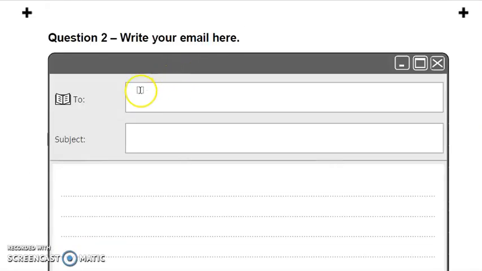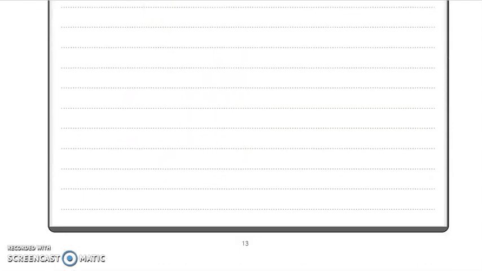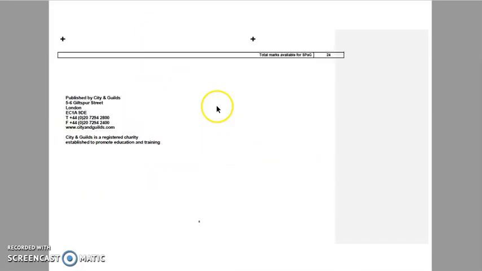And you'll see here, when they give you the email questions, they've actually laid this out quite nicely. So that's a nice little reminder to you of how to lay it out. So you know you need to write the subject, you know you need to write the email address. And there we go. So if we have a quick look at the mark scheme now, we'll see roughly what you're marked on.